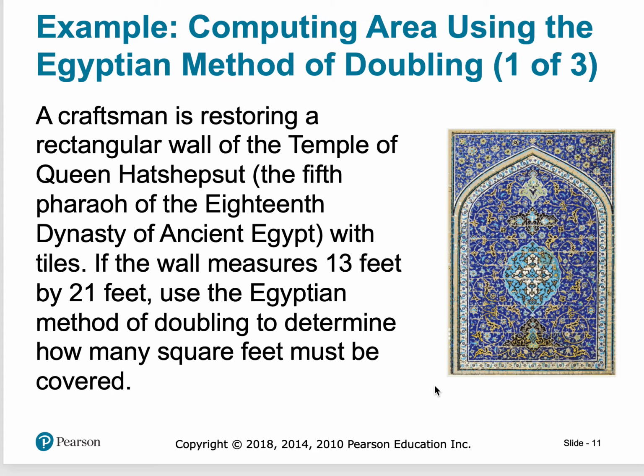So Egyptians also had a unique system of doubling things. And so if a craftsman is restoring a rectangular wall from the temple of Queen, not sure how to pronounce it, we're going to go with it.